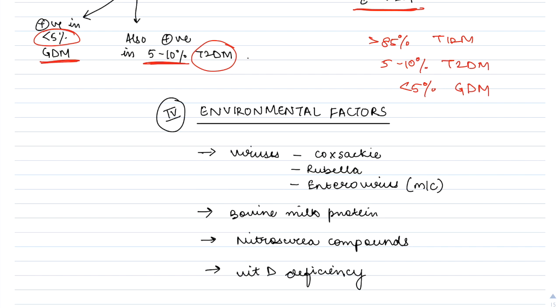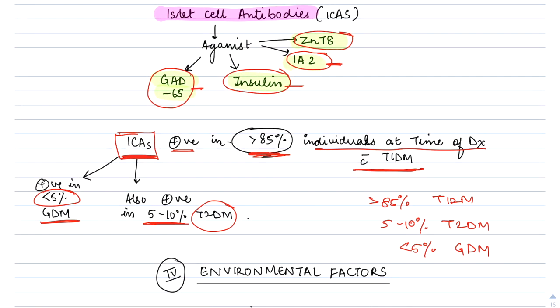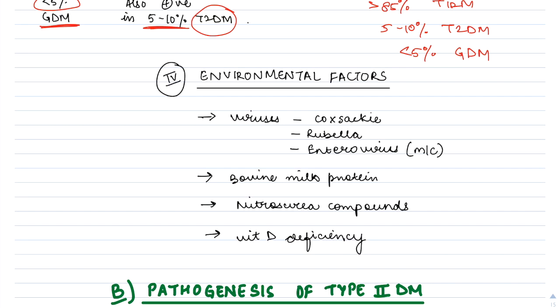These were the immunologic factors. This is very important to learn. The islet cell autoantibodies are directed against glutamic acid decarboxylase, which is the most important molecule against which the autoantibodies are directed. The others are the insulin autoantibodies type 2 and the insulin antibodies.